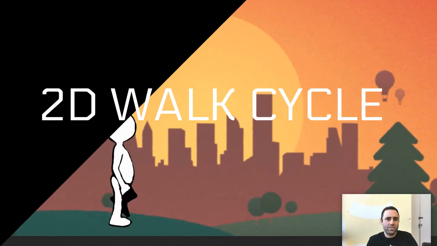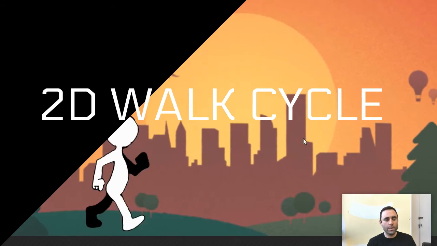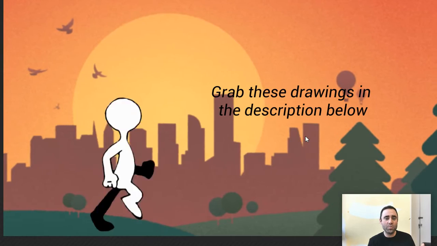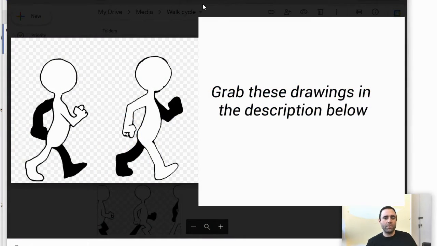Hello everyone, in this video I'm going to show you how to create a character walk cycle. I'm using WeVideo for this project, but you can use any type of video editor, the same rules will apply. Well, a character walk cycle is made up of 4 distinct poses.